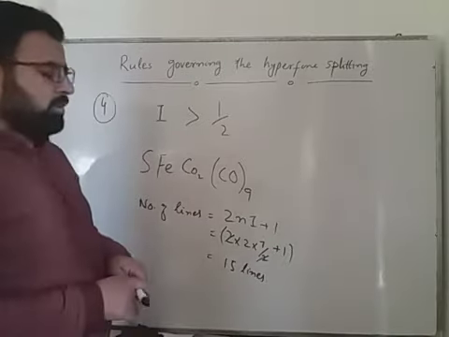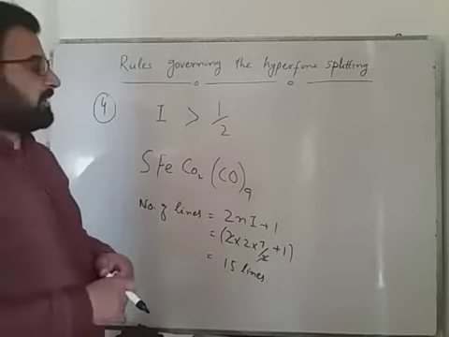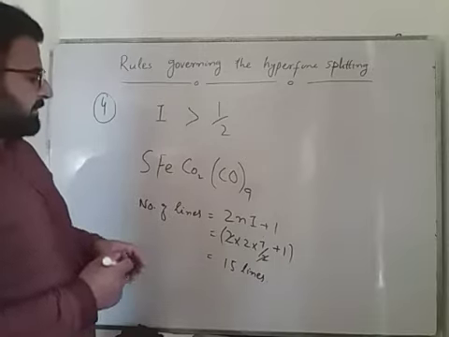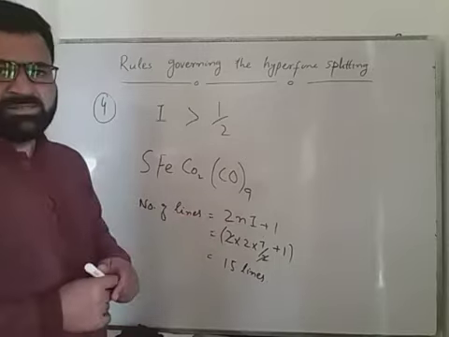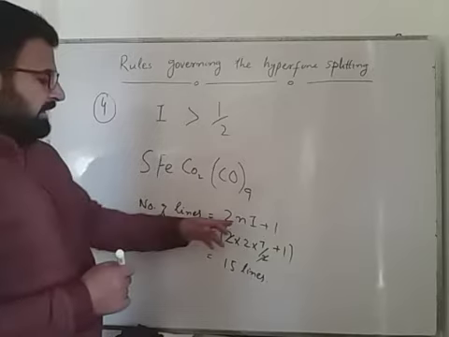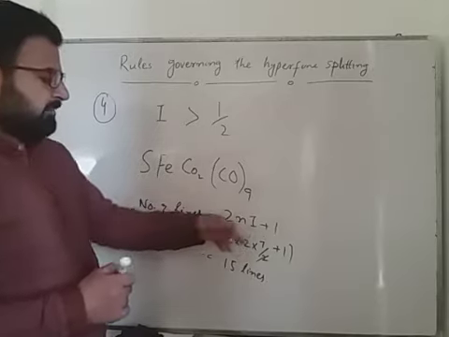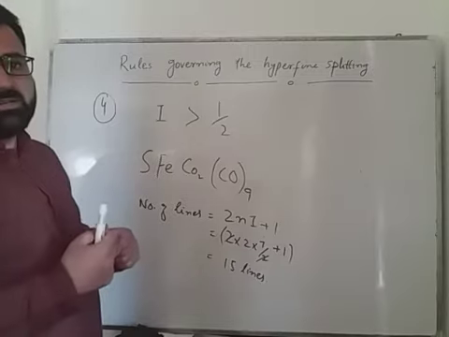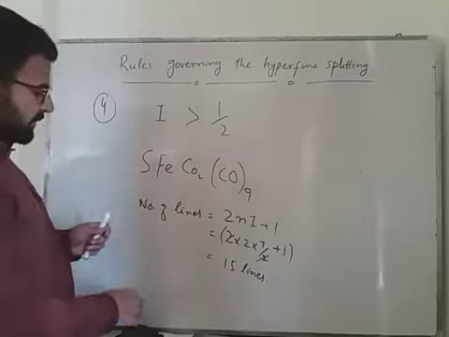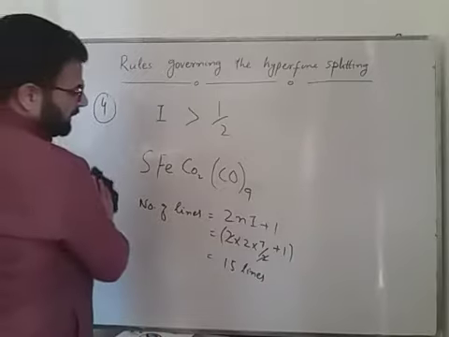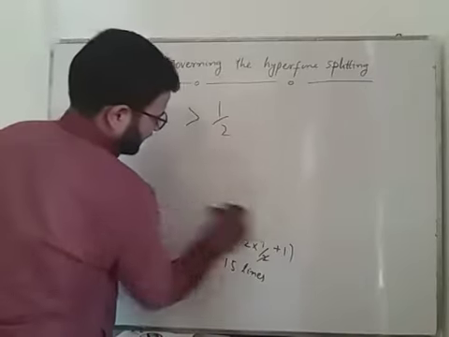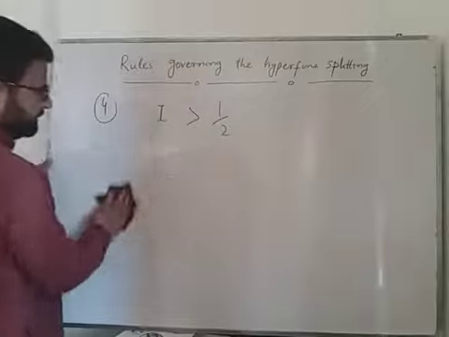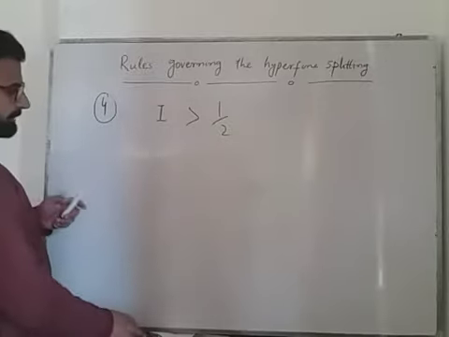So if you have nuclei which have spin greater than 1/2, you simply use the 2nI plus 1 formula, where for I you write the spin which that particular nucleus has. Okay, and one more example you can see in this situation.